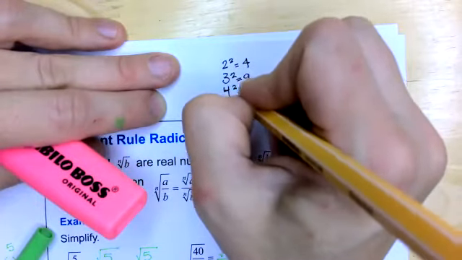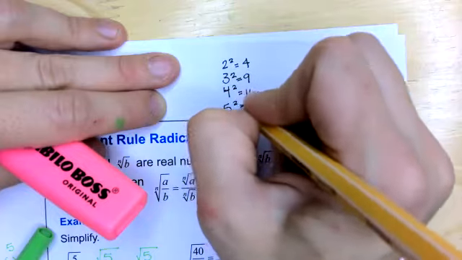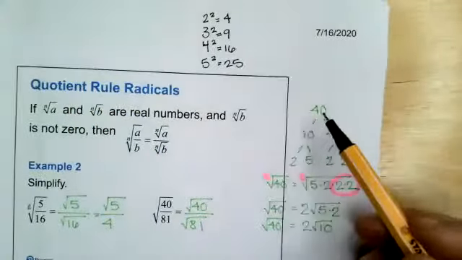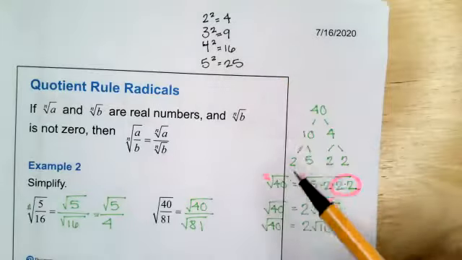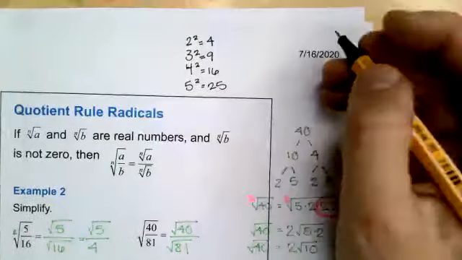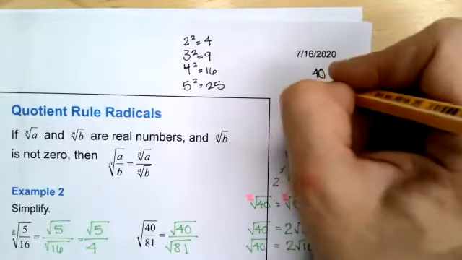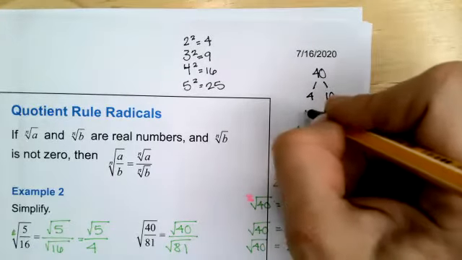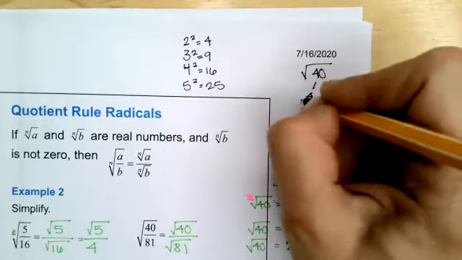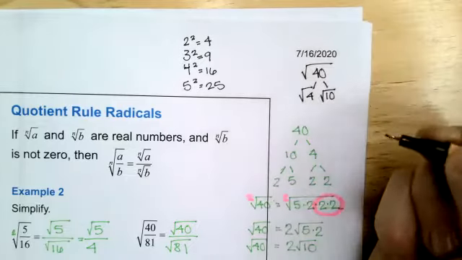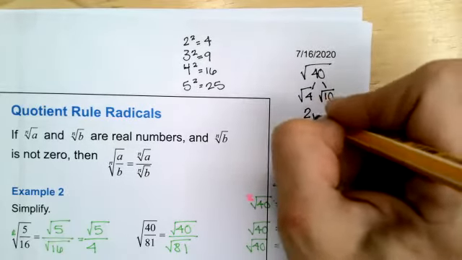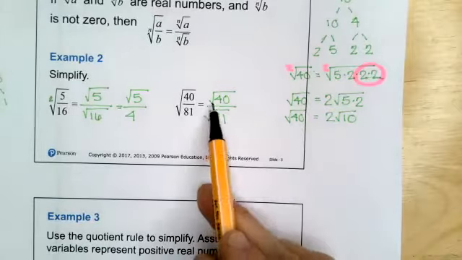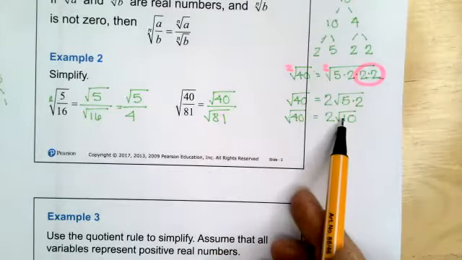4 squared is 16. 5 squared is 25. And then take 40 and say, which one of those can I divide it by? I can divide 40 by 4, and I'll be left with 10, right? 40 is 4 times 10, the square root of 4 is 2. The square root of 10 doesn't simplify, so that's just 2 square root of 10. So you're welcome to do it that way too. Either way, the square root of 40 becomes 2 square root of 10.